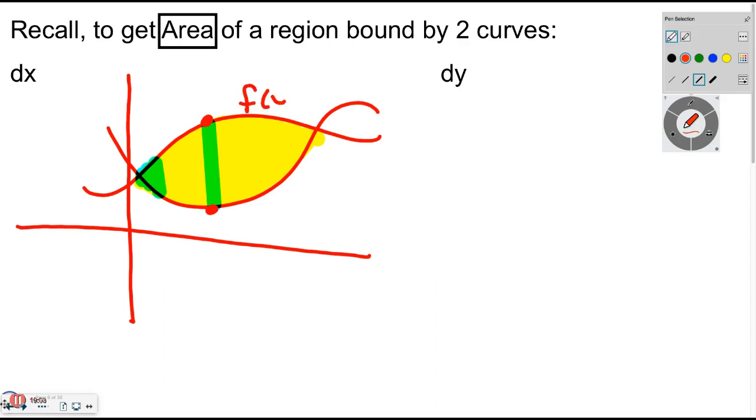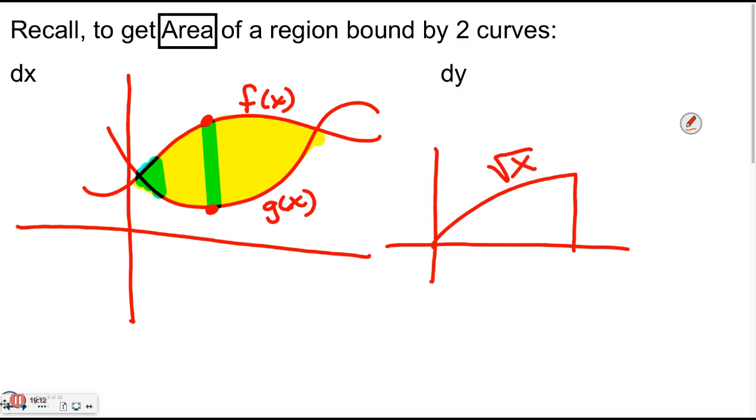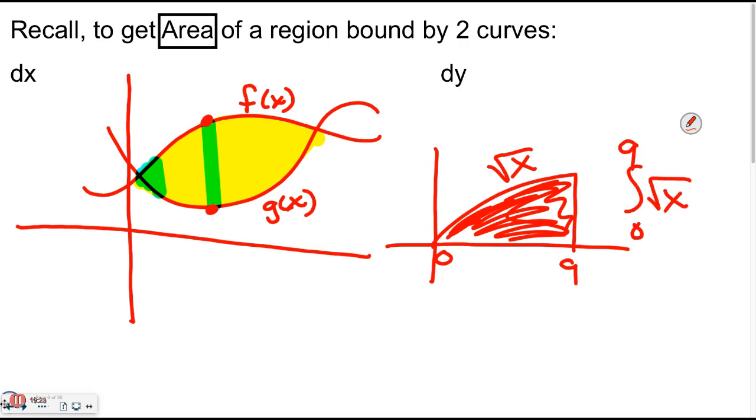So if this was f of x and this was g of x, now again, if it's butting up against the x-axis, then the bottom function is 0. So if this was the square root of x, and I was finding the area of this, I'd integrate, let's say, from 0 to 9, top function minus bottom function dx. It's just f of x dx.